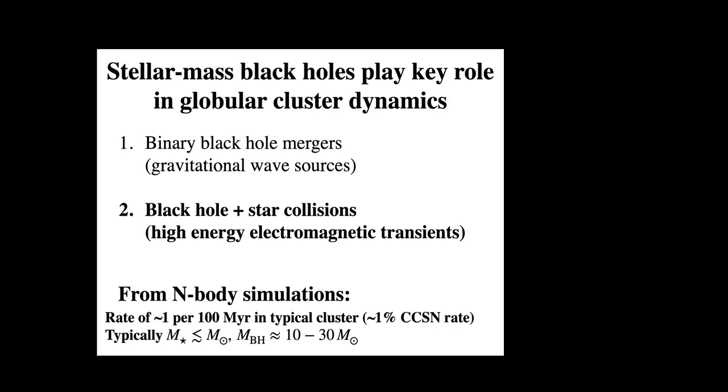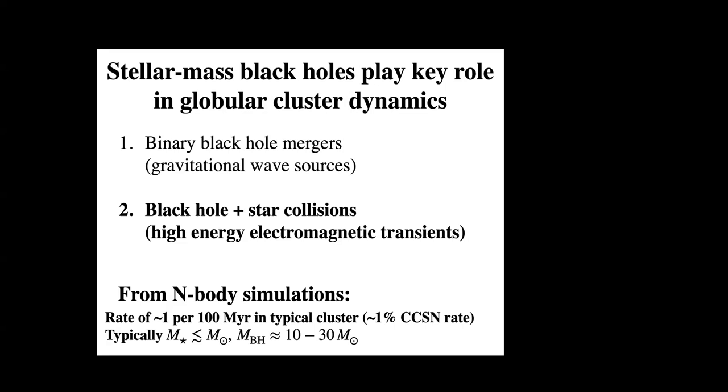Predicting the rate of these black hole star collisions is fairly straightforward from the perspective of n-body simulations. Essentially, you have a cross-section for collisions, which is set by the radius of the star. And during the course of an n-body simulation, you can basically just count up how many times a black hole crosses within a collision cross-section for a star. So from these types of simulations I was showing, we predict a rate of roughly 1 collision per 100 million years.